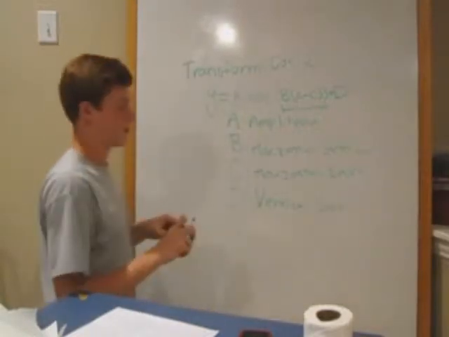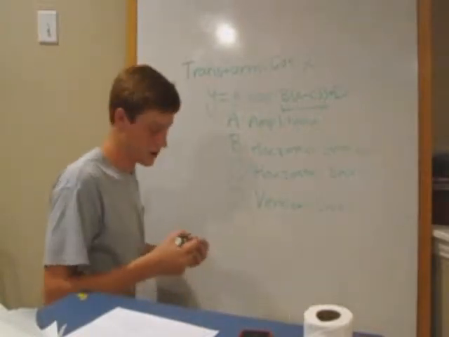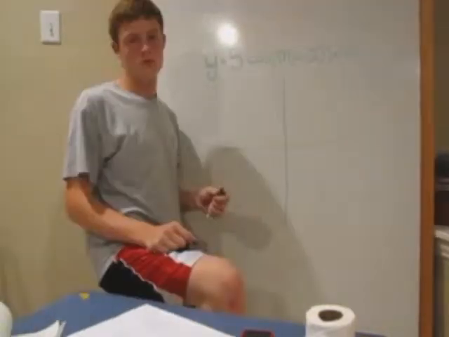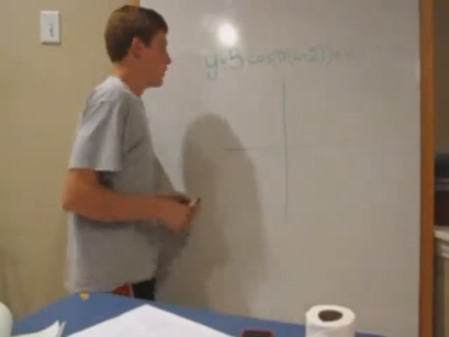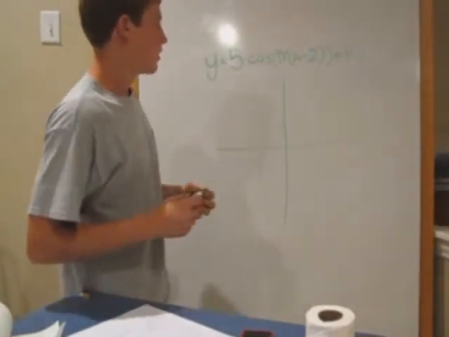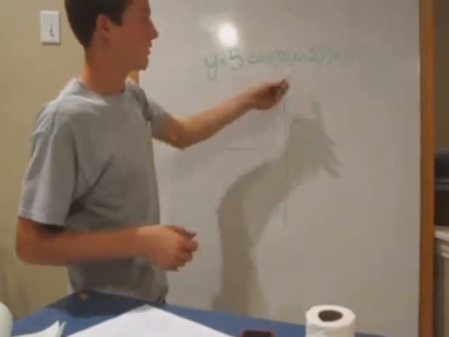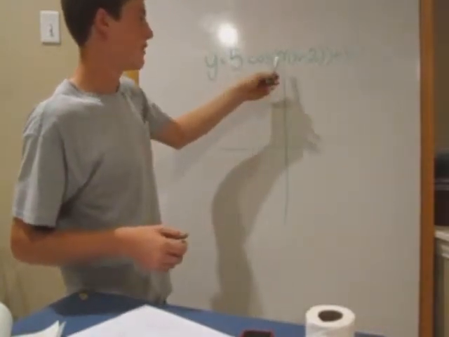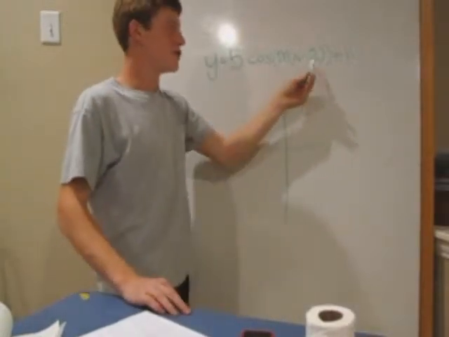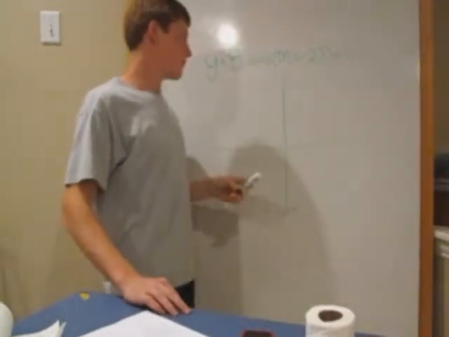And those are the transformations for the parent function of the cosine graph. Alrighty. So in our equation for our cosine graph, we have all of the variables already defined. We have A, which is 5, B is pi, C is going to be 2, and D is 10. So let's go ahead and start.